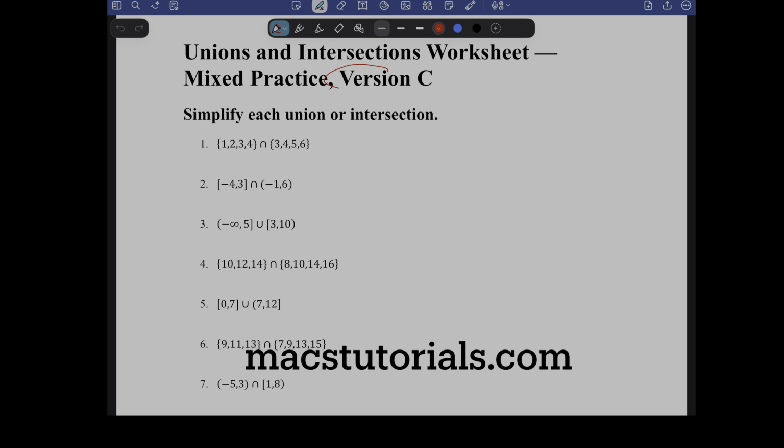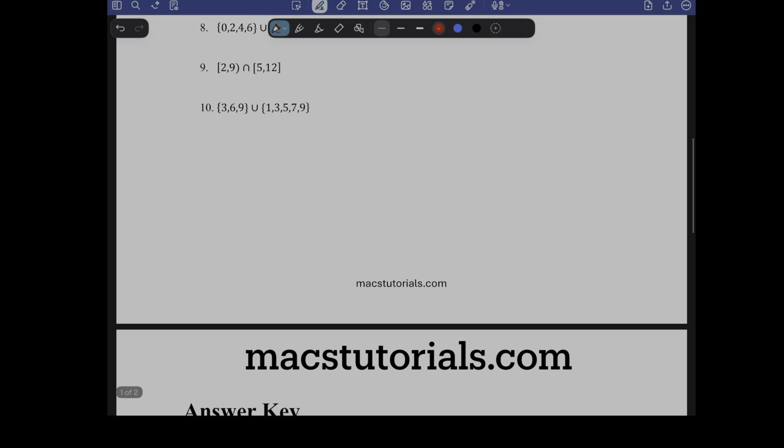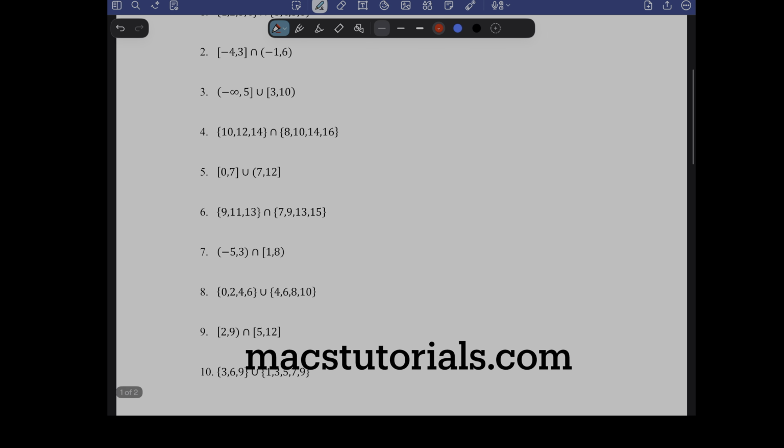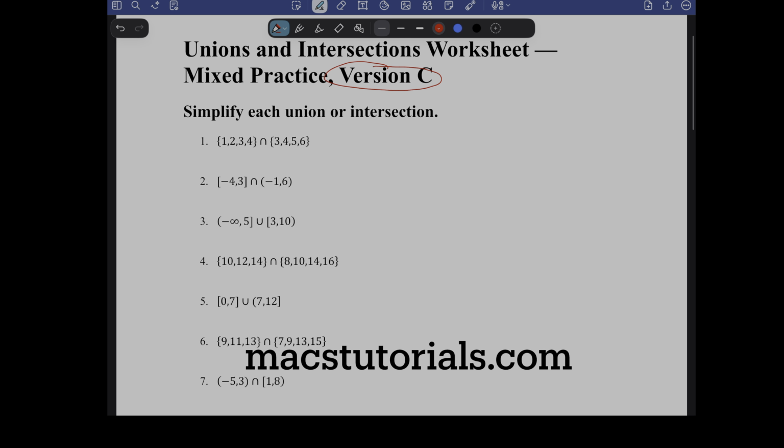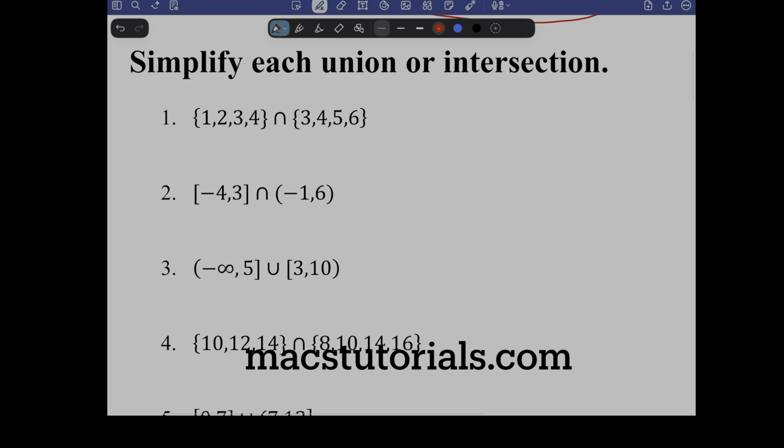This one right here is version C. I've done two other versions, A and B, and if you haven't found them or the video of me teaching this, you can find them on macstutorials.com, and that would be a great place for you to get help with anything that you need in algebra. Now, A had problems that looked like number 1, B had problems that looked like number 2, and this one just mixes them up, okay?